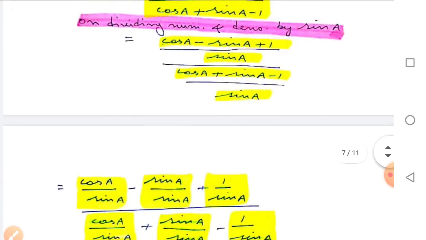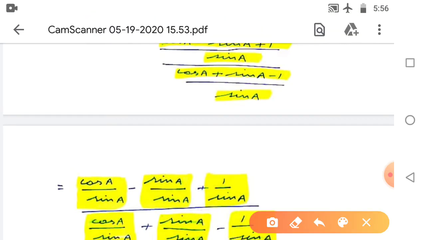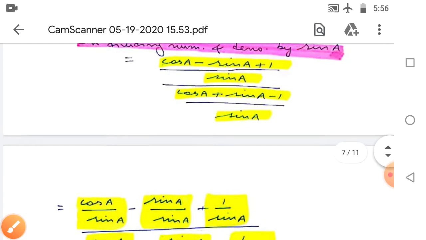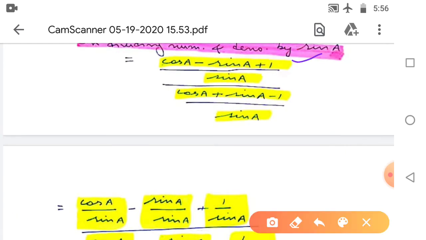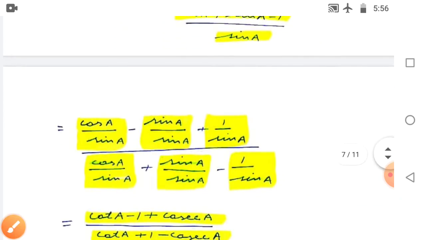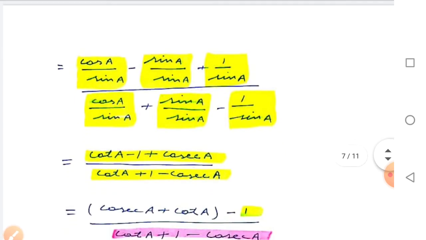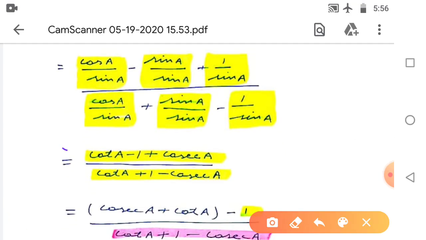So this is cos A minus sin A plus 1 upon sin A, and cos A plus sin A minus 1 upon sin A. Ultimately the numerator becomes cos A upon sin A, that is cos A upon sin A, sin A upon sin A minus sin A upon sin A, this is 1 upon sin A. Clear? Similarly in the denominator as well. And when you divide, we get cot A minus 1 plus cosec A upon cot A plus 1 minus cosec A.